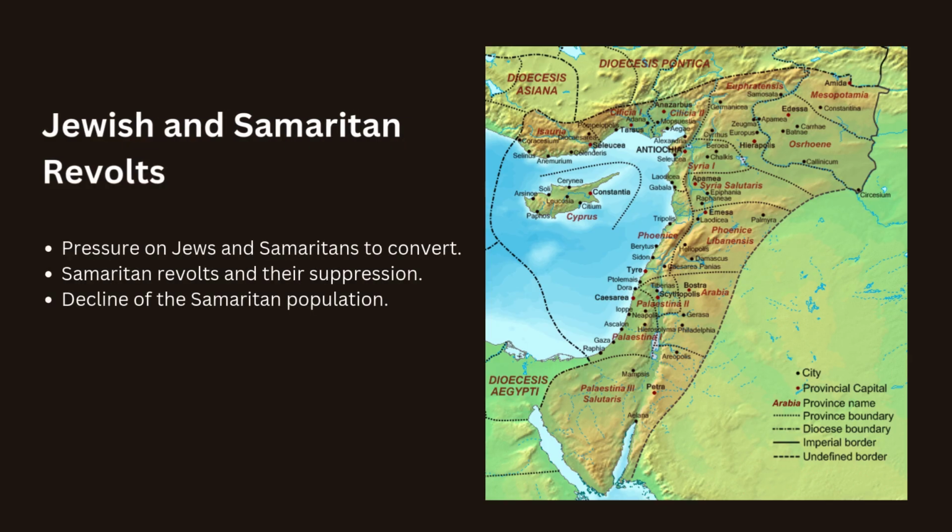Jewish and Samaritan revolts. While the Byzantine rulers generally promoted Christianity, they also clashed with non-Christian populations in the region, both Jews and Samaritans. Samaritan is a distinct ethno-religious group in Palestine. Both Jews and Samaritans faced increasing pressure to convert to Christianity. Several Samaritan revolts took place in the 5th and 6th centuries as a response to Byzantine oppression. These revolts were brutally suppressed, leading to the decline of the Samaritan population in Palestine.